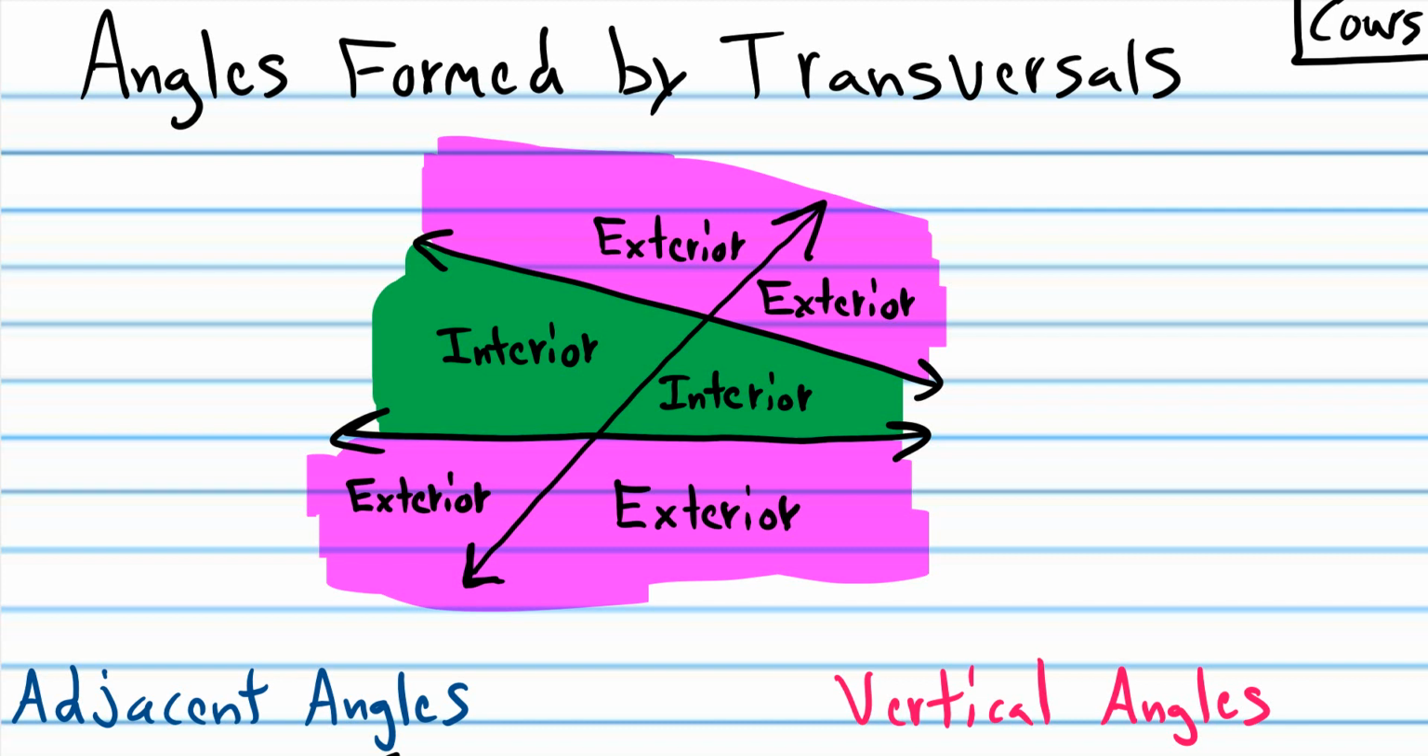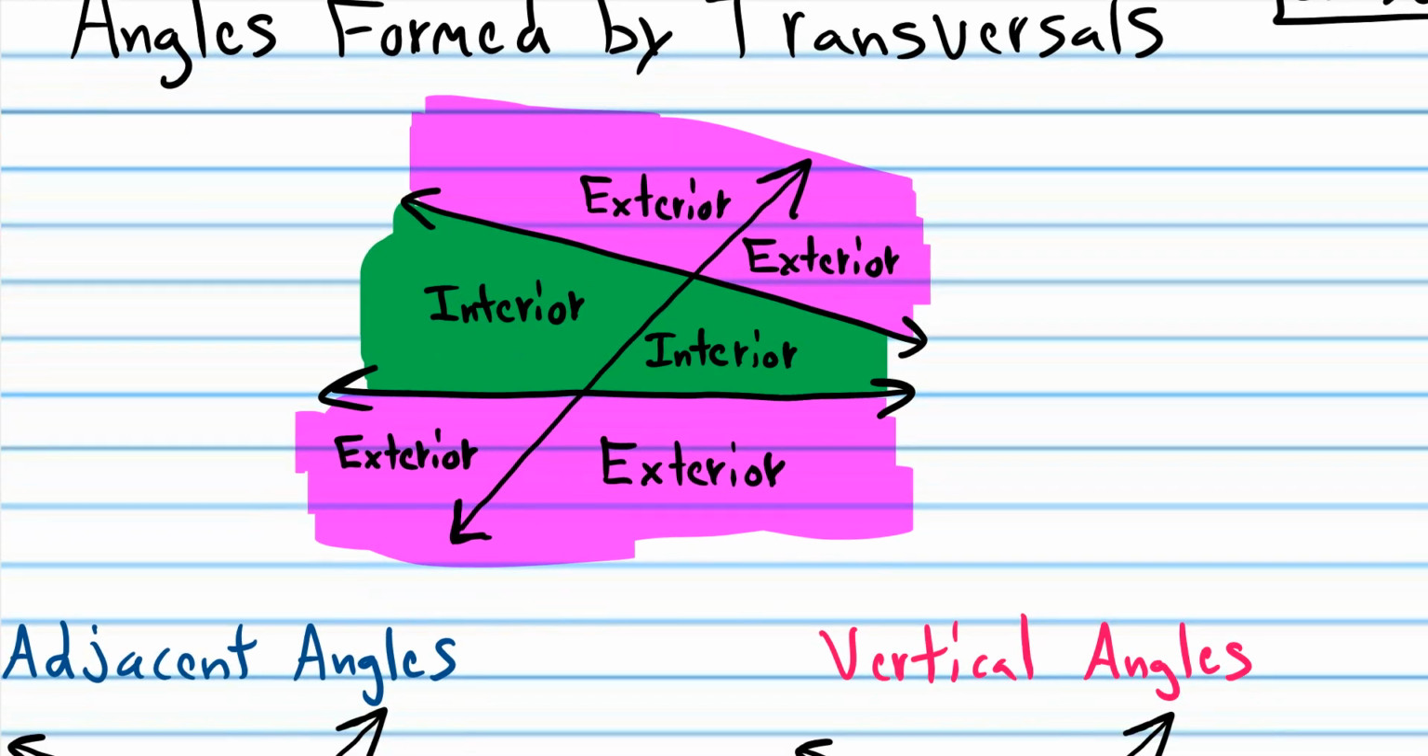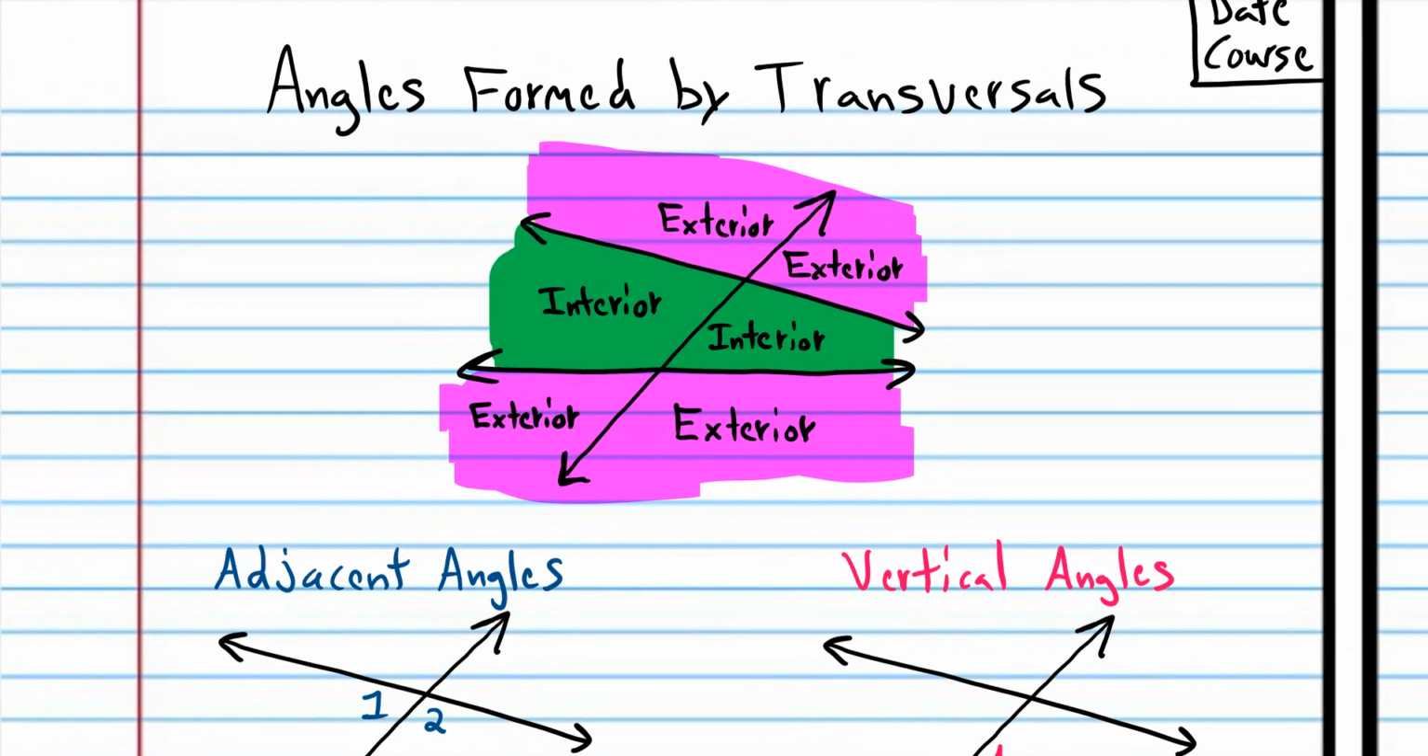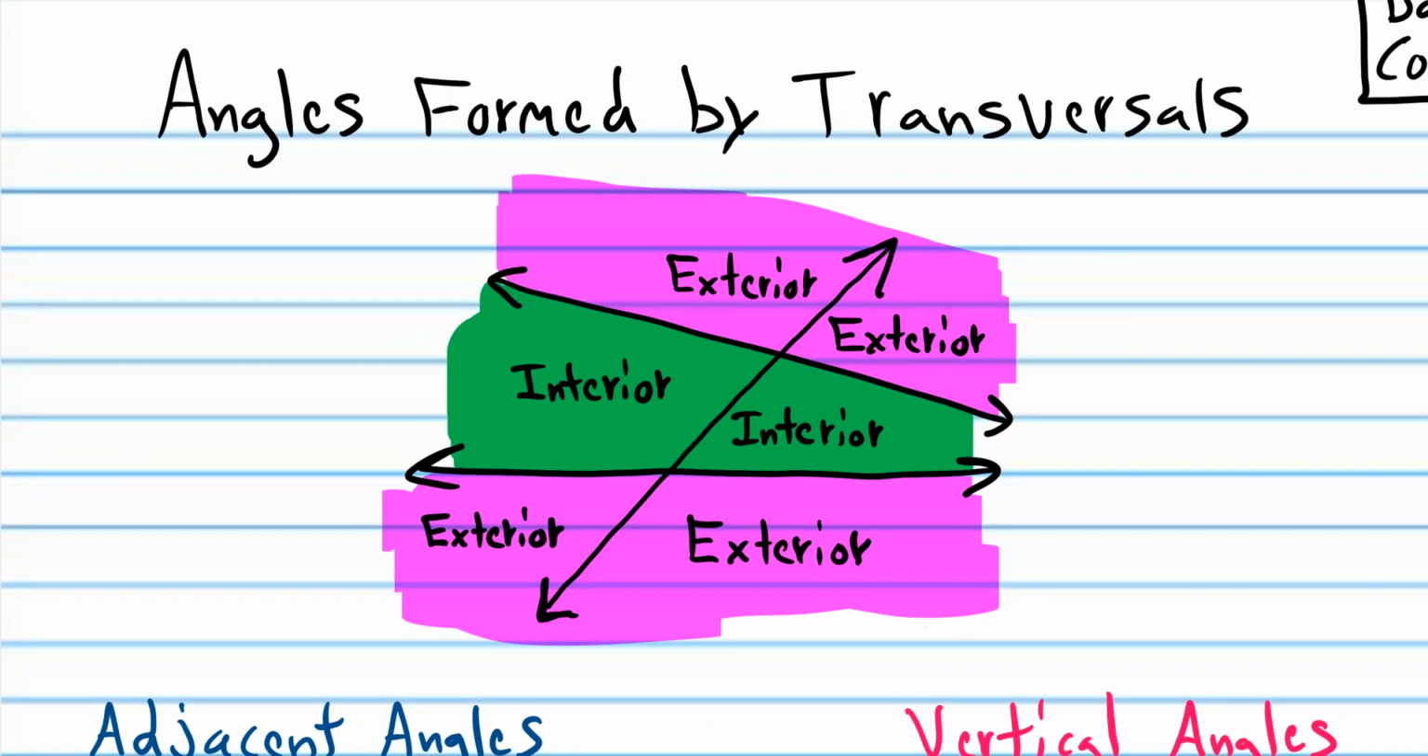And to do that, we have to name the regions. So you see the purple regions are called exterior regions because the purple part is outside of the two lines that the transversal cuts or goes through. You're going to hear the phrase or the verb cut. That just means that the transversal goes through them. And of course, this is the interior region because it's between the two lines that the transversal cuts. So that's important. You might want to take a screenshot of that.